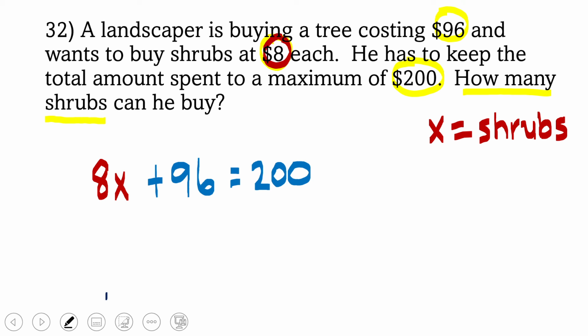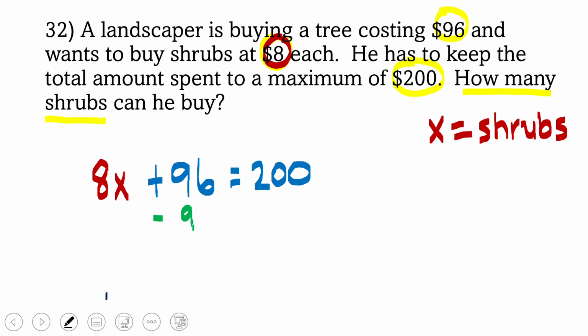The tree is $96. It's a constant. We're adding $96 to whatever amount of shrubs he buys. We're going to solve for that later on the shrubs. And the total budget he has is that he has to keep all of the shrubs and the tree he's buying under $200 or equal to $200. Let's solve this for x.